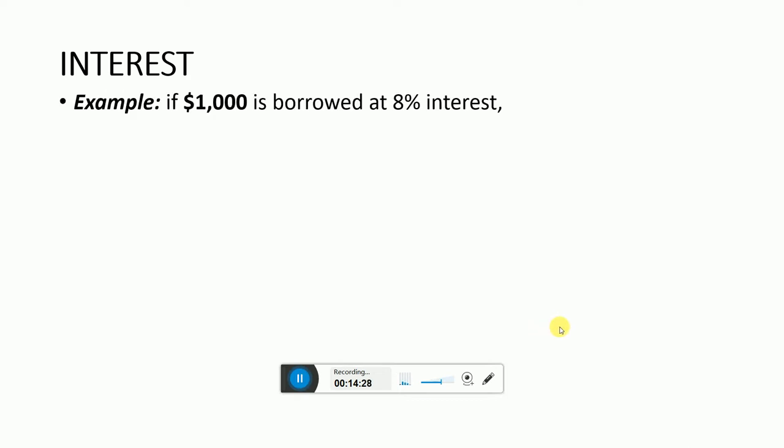So let's take an example of the interest. For example, $1,000 is borrowed at the interest rate of 8%. So then the interest per year would be 1,000 multiplied by 8%, 8 divided by 100, 0.08, which comes out to be $80. So this $80 is the interest per year.